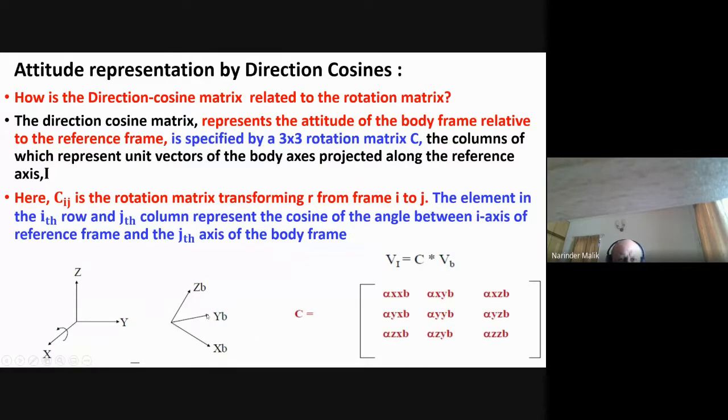Similarly, yb you can write in another column. Similarly, zb you can write in another column. So you can say xb, yb, zb is equal to this matrix times xi, yi, zi. Now supposing you want to represent some vector, some length of a vector, you say Rx, Ry, Rz, and it will give you that information. If any vector is there in the body frame, you can express that vector length in this frame using this matrix.